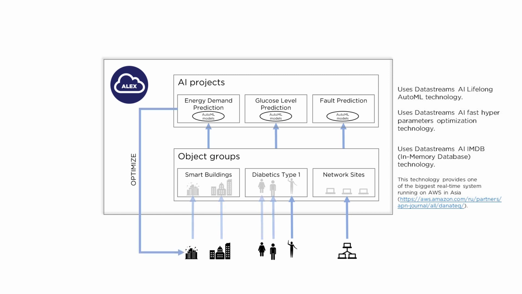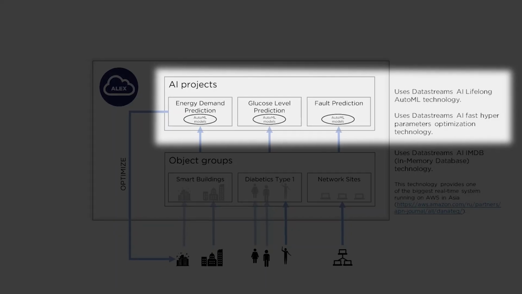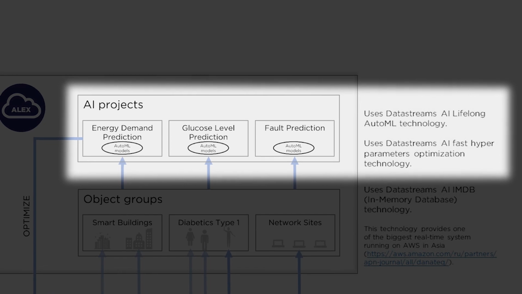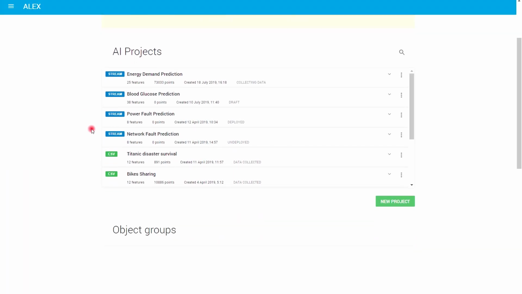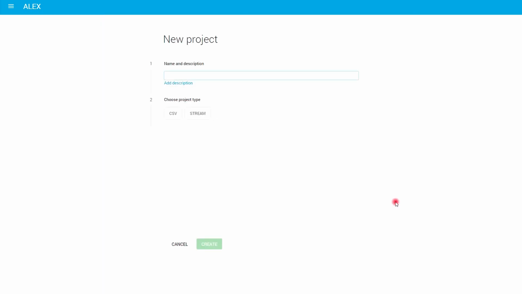When a good model is found, Alex can use it to execute actions. For example, it could command to change energy distribution. In this demo, we'll focus on how to create a streaming AI project. We'll create a project that predicts energy demand for a smart building in 1 hour. We need to complete several steps.